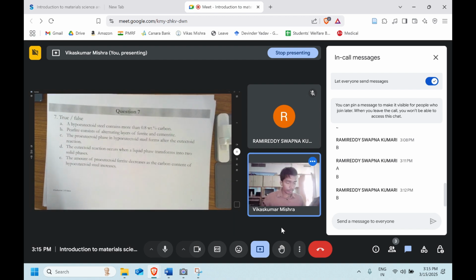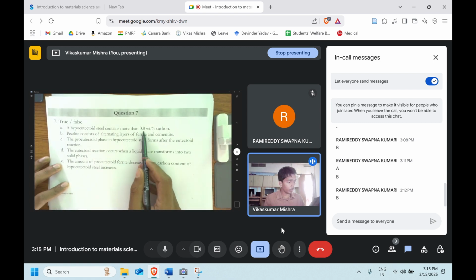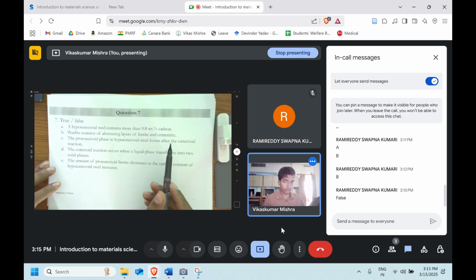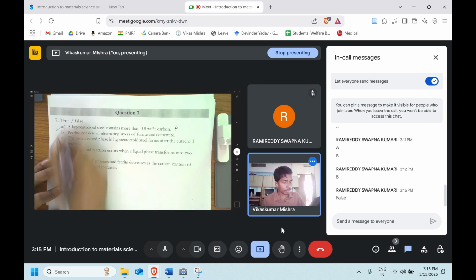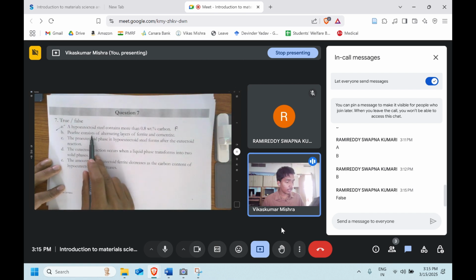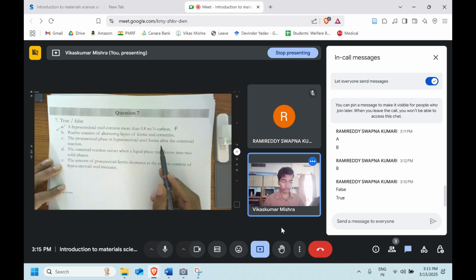True and false. A hypoeutectoid steel contains more than 0.8% carbon. So what do you think? It's false. Very good. Pearlite consists of alternating layers of ferrite and cementite. Is it true or false? Pearlite, it's true. Perfect.